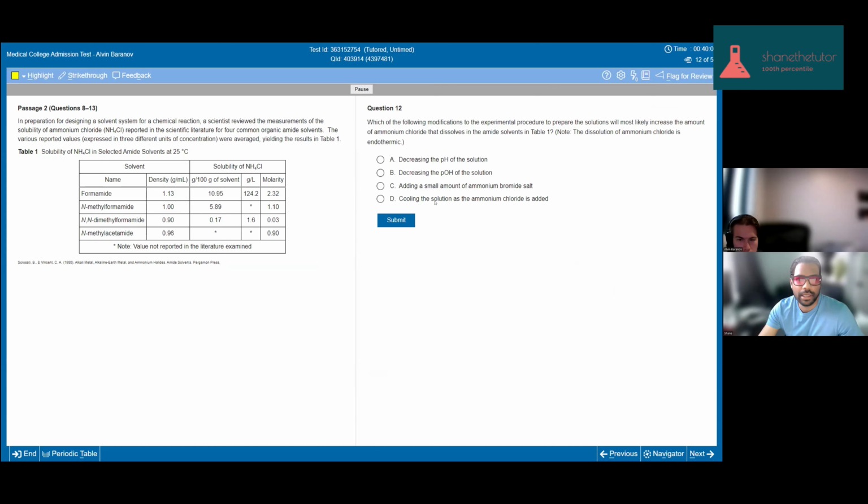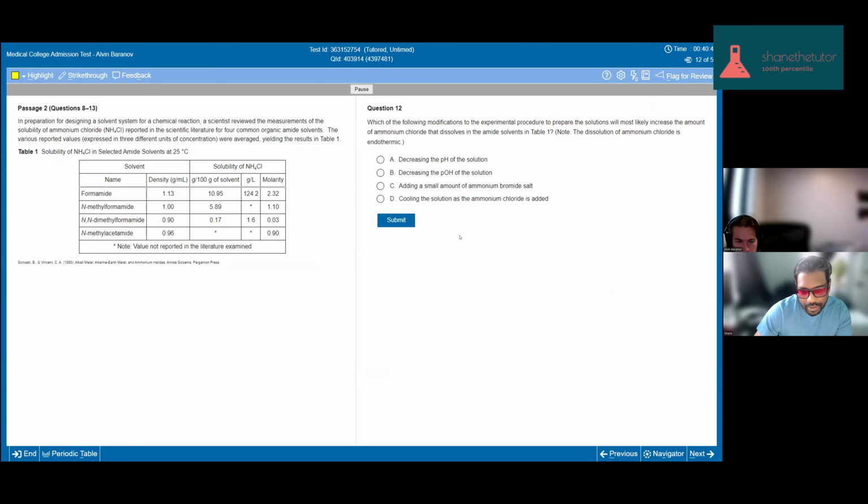Okay, so which of the following modifications to the experimental procedure to prepare the solutions will most likely increase the amount of ammonium chloride that dissolves in the amide solvents in table one? Okay, I think this is what I was going to ask with that HCl example with pH. So let's see, increase the amount of the ammonium chloride that will dissolve.